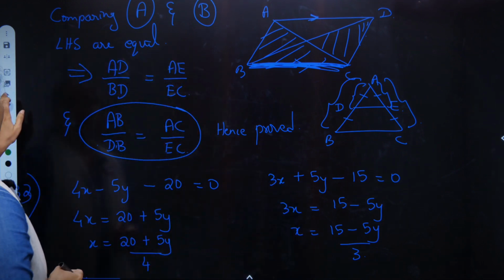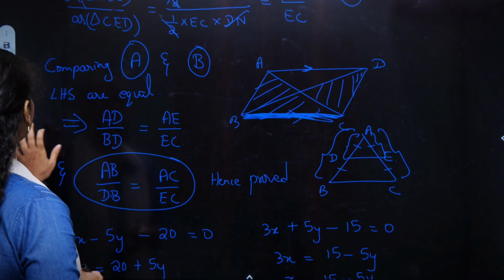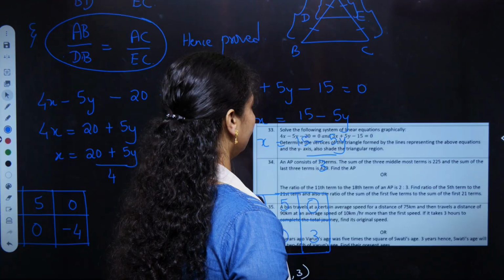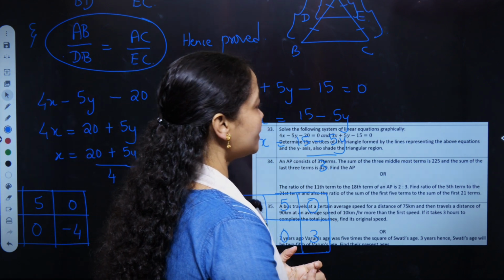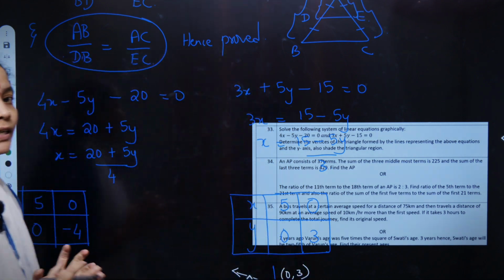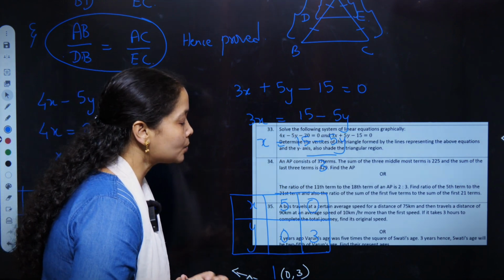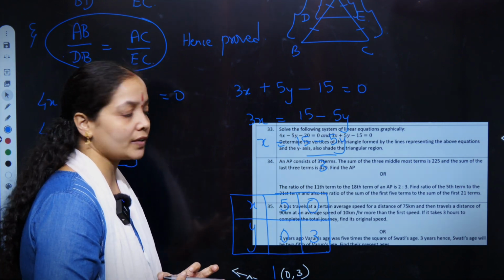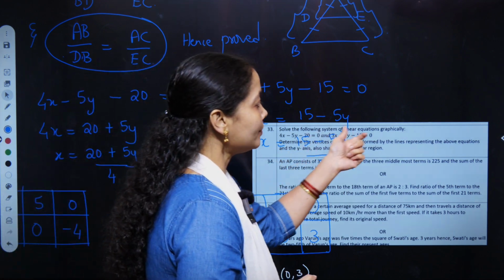Moving to the next question. What is my next question telling us? Let us quickly brief the question. Yes. My next question is telling me, solve the following system of linear equations graphically. There are two important linear equations given, 4x minus 5y minus 20 equal to 0 and 3x plus 5y minus 15 equal to 0. I also have to draw them graphically.